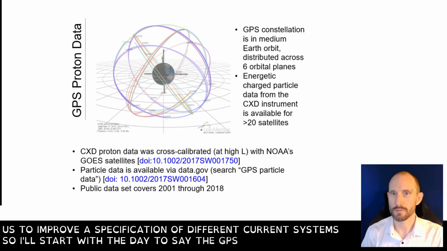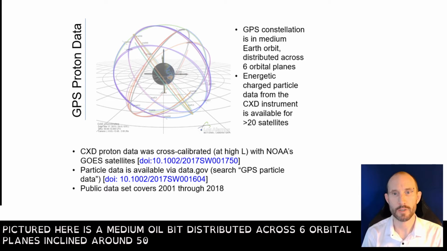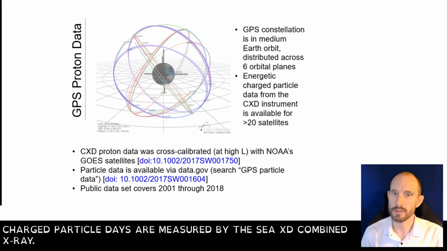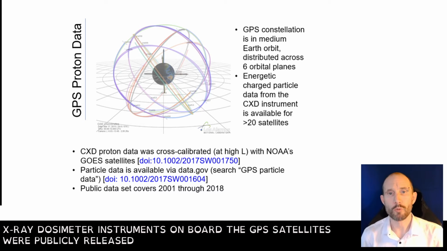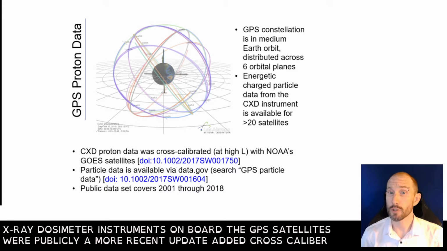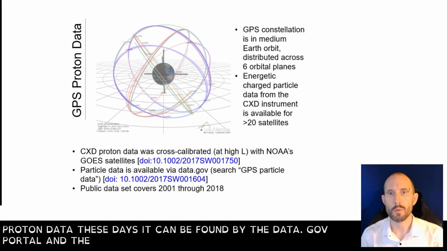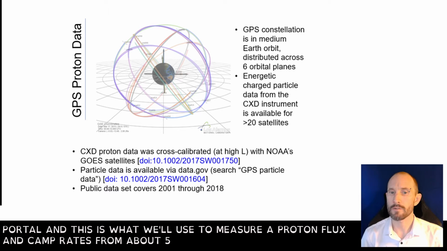The GPS constellation, pictured here, is in medium Earth orbit, distributed across 6 orbital planes inclined at around 55 degrees. A few years ago, energetic charged particle data measured by the CXD, combined X-ray dosimeter instruments on board the GPS satellites, were publicly released. A more recent update added cross-calibrated proton data. These data can be found via the data.gov portal, and this is what we'll use to measure proton flux and count rates from about 5 to in excess of 200 MeV.